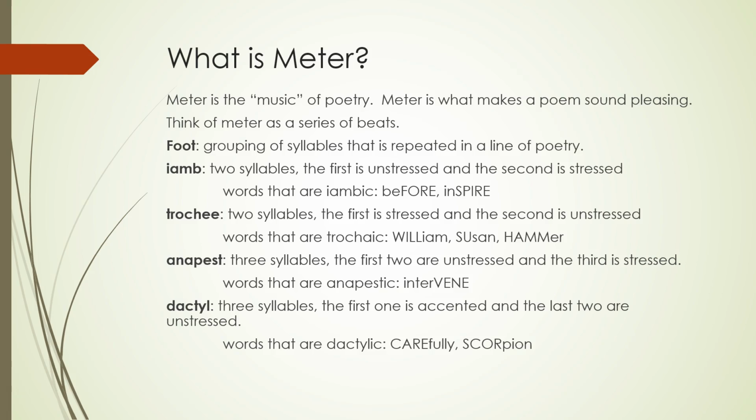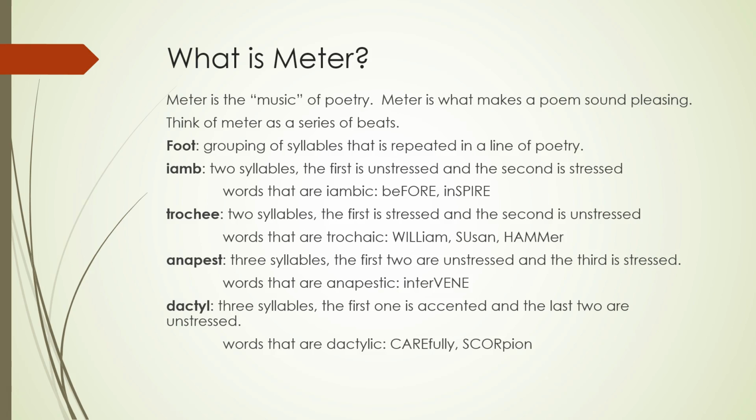A trochee is sort of the opposite of an iamb. It's again 2 syllables, but this time the first one is stressed and the second one is unstressed. First names in the English language are quite often trochees, including William, Susan, and many other names. Other nouns are also trochees, such as hammer. So iambs and trochees are 2 syllables.